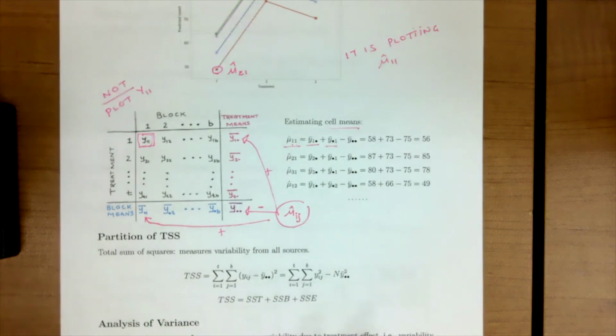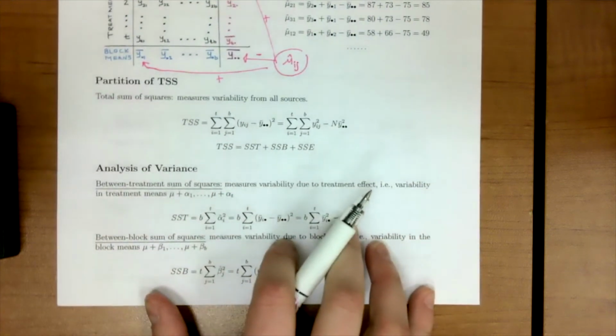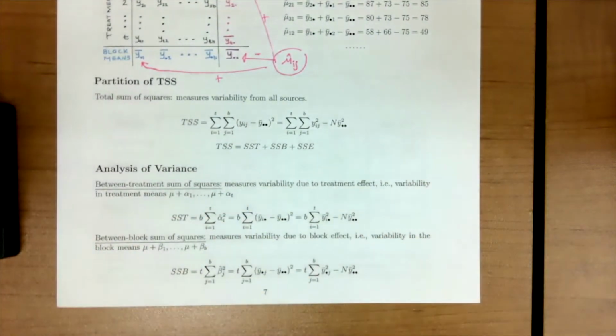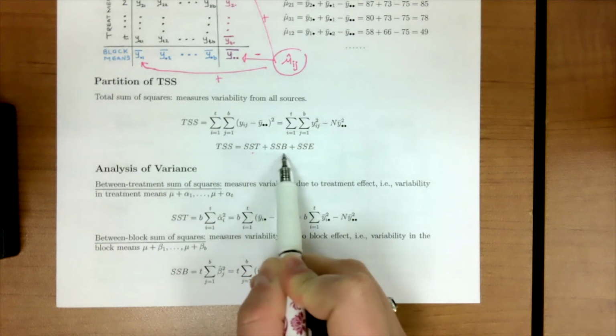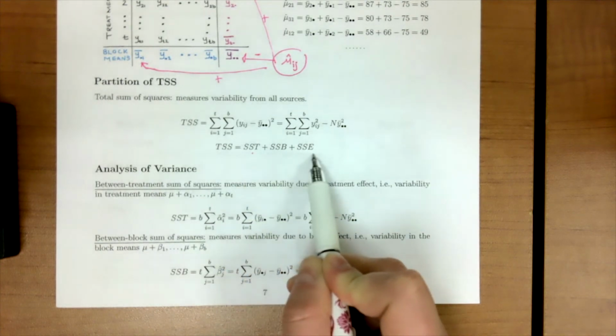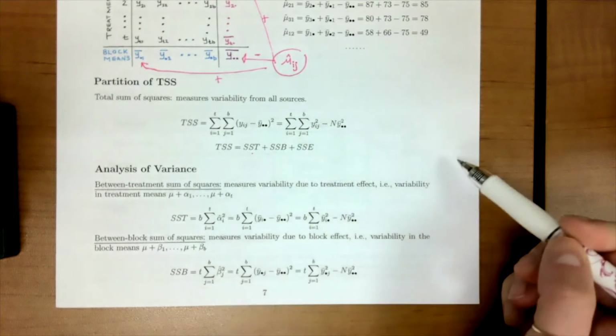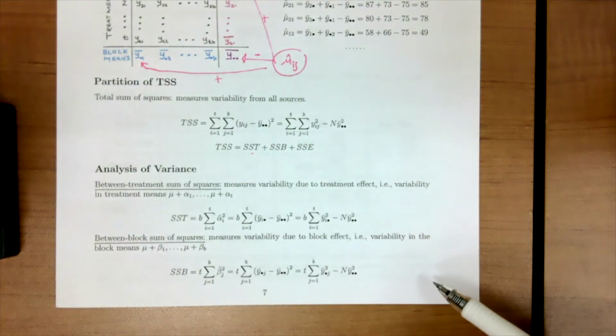Cool. So moving on, we have the partitions of the total sums of squares. Again, the total sums of squares is measuring the variability from all sources. And so we have our sums of squares treatment. Here's the new part, sums of squares blocks. And then we have our sums of squares error. We have how they're all calculated if you were to do it by hand.